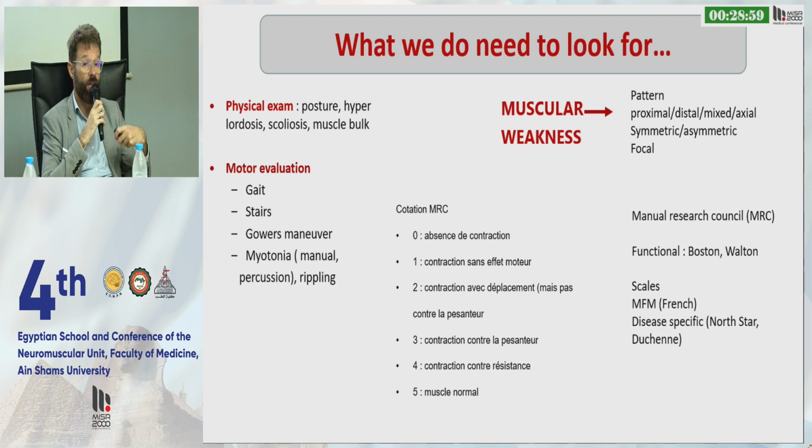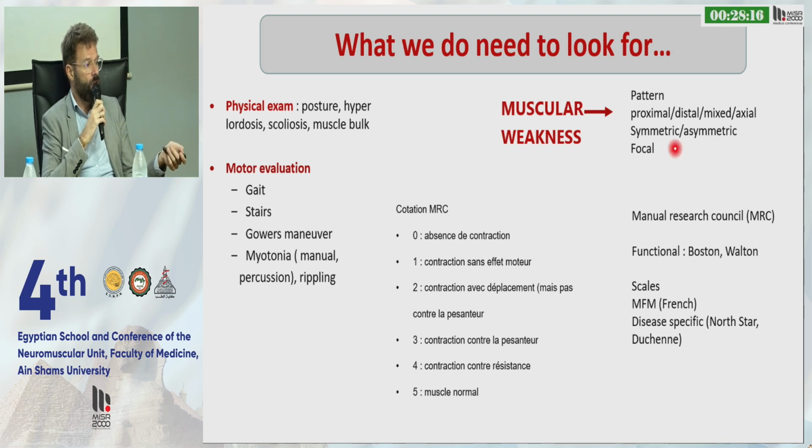Okay, how do you evaluate the strength? So usually we have this MRC scale that grades from 0, absence of contraction, to 5, a normal muscle strength. This is very important that you do at every examination because you can follow up your patient and see if there is a degradation or not. And once you do this MRC scale in I would say the most important muscular groups, you can then assess if there is a pattern of muscular weakness. Pattern of muscular weakness means proximal, proximodistal, scapuloperoneal, ocular, etc.